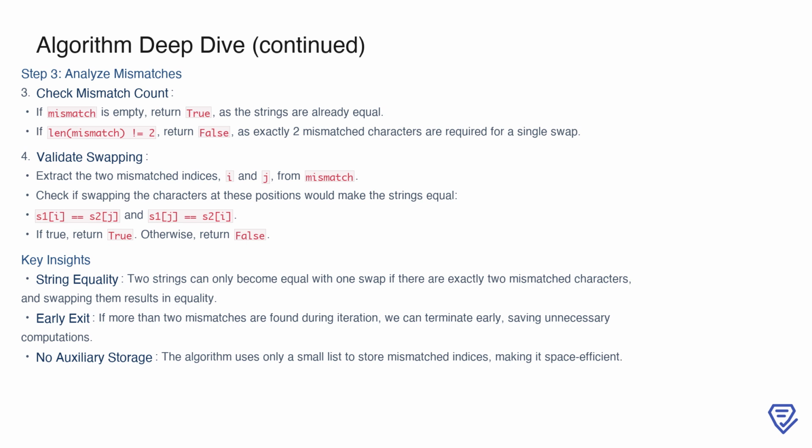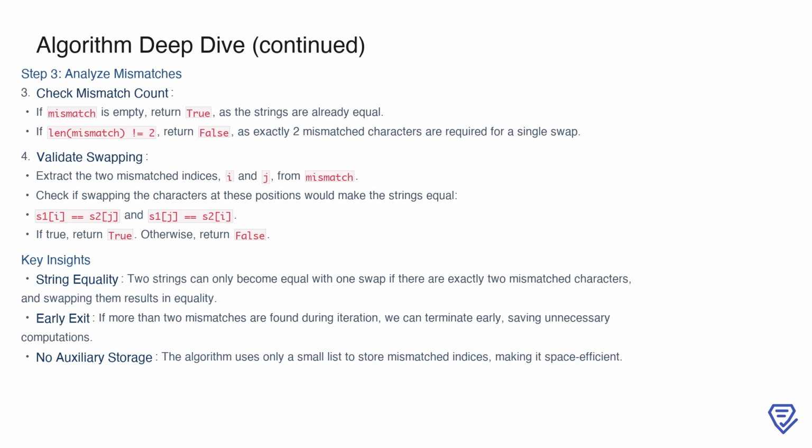Assuming we have exactly 2 mismatches, we retrieve their indices, say i and j. To validate the swap, we check if swapping the characters at these positions aligns the strings. Specifically, we confirm that S1[i] matches S2[j] and S1[j] matches S2[i]. If both conditions are met, the swap will make the strings identical, and we return true.